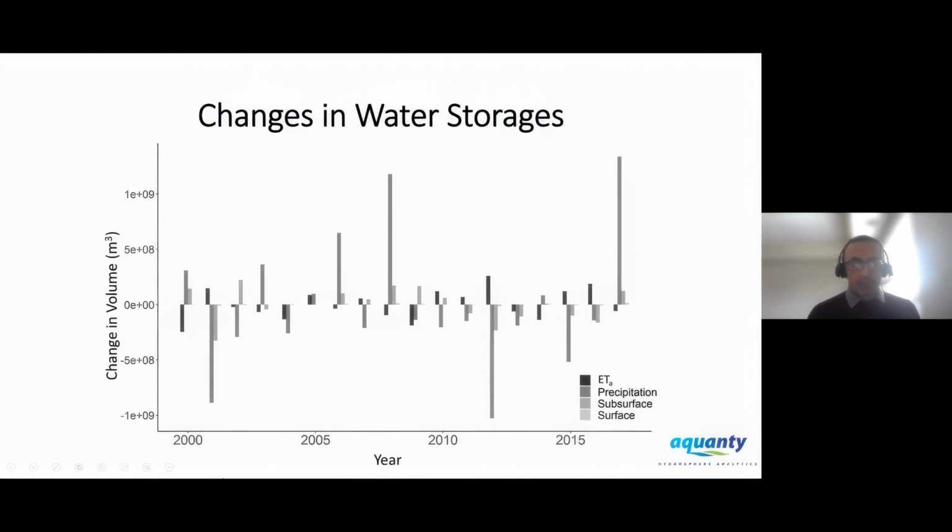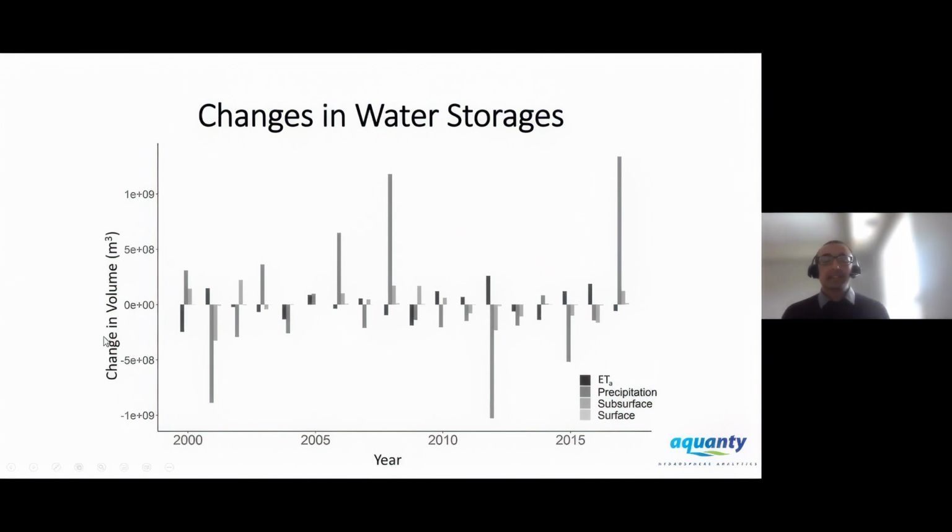And if you look at 2000 to 2017, the year 2012 just stands out, because ET is the largest and the precipitation is the lowest. So actually in this year, the main support for ET was coming from the subsurface and the surface storage, which are declining in this year. So this is with respect to the change in volume.